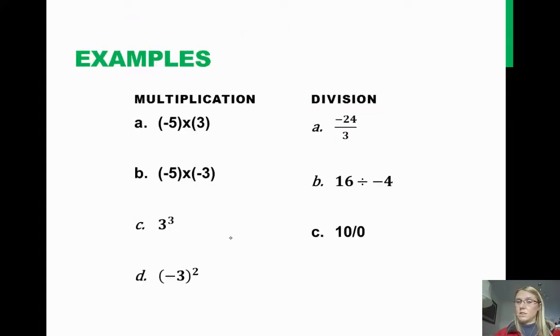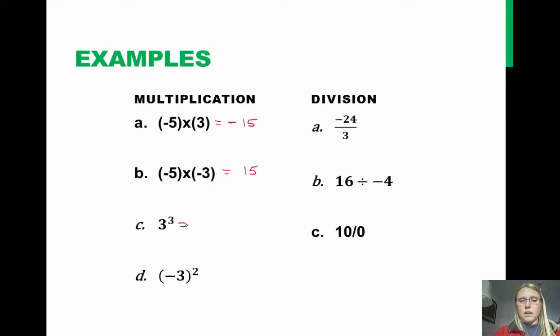So let's look at some examples here. We have -5 times a positive 3. Notice it's a negative times a positive, so it's going to be a negative, and then 5 times 3 is 15. On this one, they're both negative, so the answer is going to be positive 15, and I'm not even going to put the plus in front of it. That's inferred.